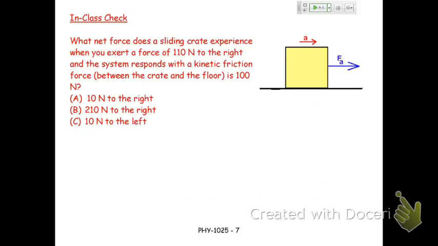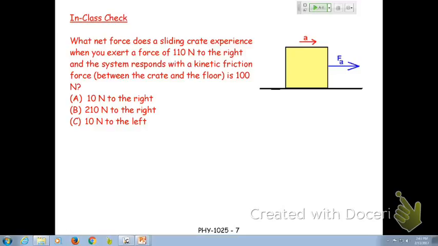So what is the net force this sliding crate experiences when you exert a 110 Newton force to the right, and the system responds with a kinetic friction force of 100 newtons? So what do you think? Let's just do it real quick.